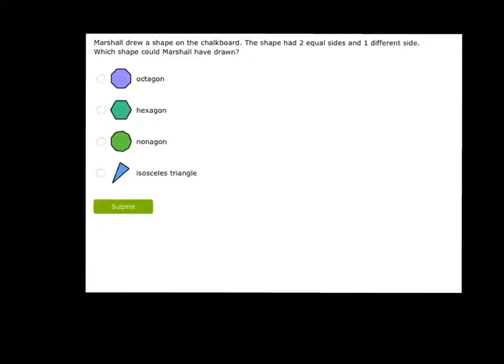Well, if it had two equal sides and one different side, it can't be an octagon because that's got all equal sides. So we'll cross that one out. A hexagon is the same and has all equal sides. Can't be that one. And so is nonagon. It's got all equal sides. So can't be that one. So the answer must be an isosceles triangle.